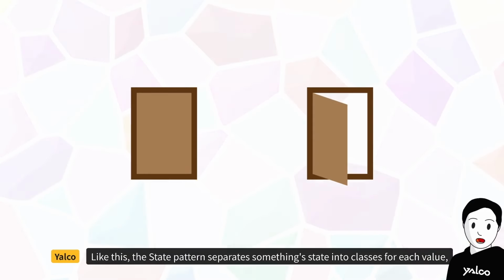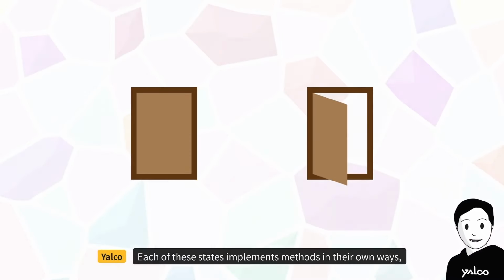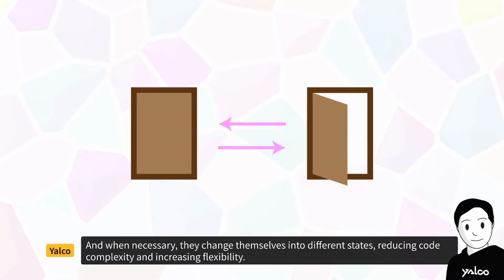Like this, the state pattern separates something's state into classes for each value. Each of these states implements methods in their own ways, and when necessary, they change themselves into different states, reducing code complexity and increasing flexibility.